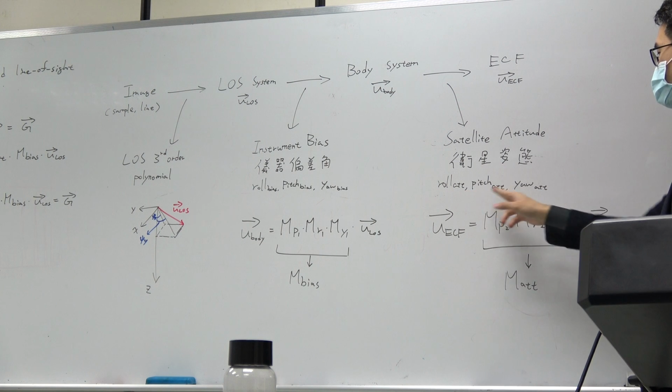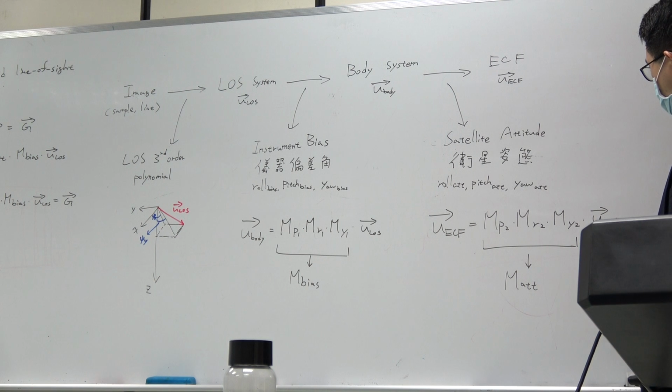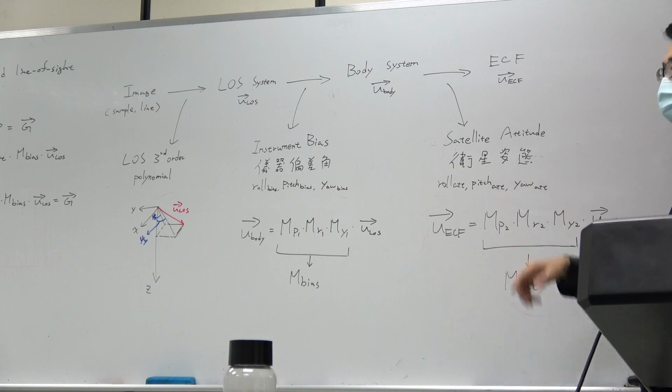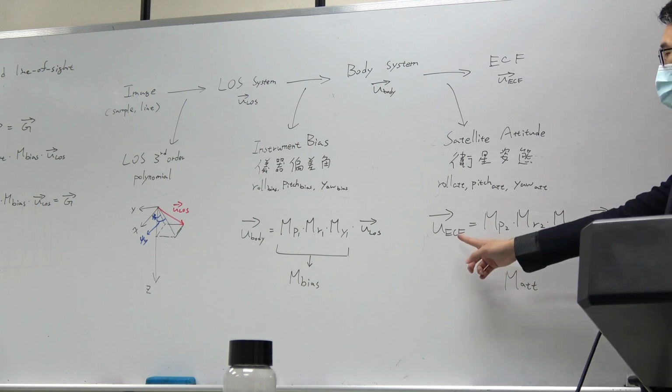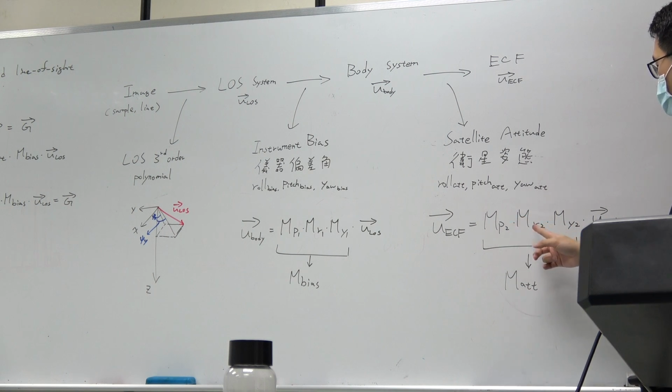So you have the roll attitude, pitch attitude, and yaw attitude. So your U body, the observation vector described in the satellite body coordinate system, can go through a series of coordinate transformations, and eventually you can transform it to the ECF system and describe the observation vector in the ECF system. So the MP multiply MR and multiply MY, we can call it the rotation matrix of the satellite attitude, M attitude.